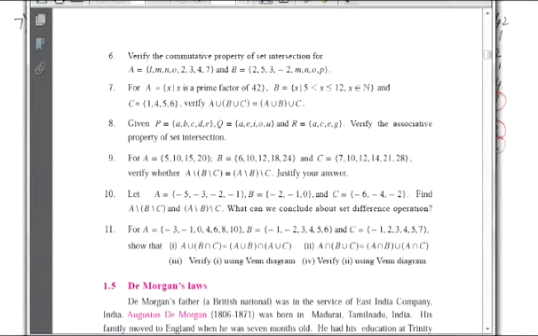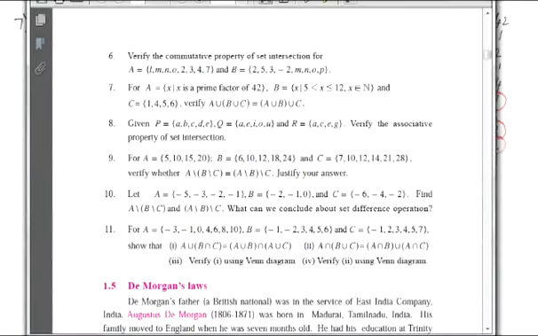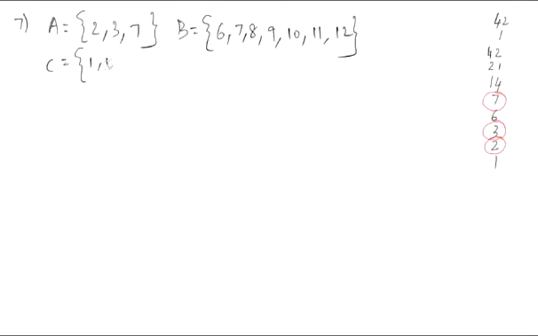B is the set of all x where x is a natural number and x is greater than 5 and less than or equal to 12. So it is 6, 7, 8, 9, 10, 11, 12. Okay, what is set C? C is 1, 4, 5, 6.